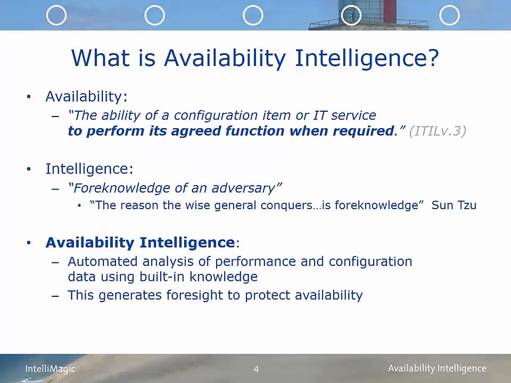What is availability intelligence? Well, availability as defined by ITIL is the ability of a configuration item or IT service to perform its agreed function when required. Intelligence, as defined by Sun Tzu, is foreknowledge of an adversary. So what makes this powerful is when you combine the two: availability intelligence, which is the automated analysis of performance and configuration data using built-in knowledge about the hardware. What this does is it generates foresight, which allows you to protect availability.